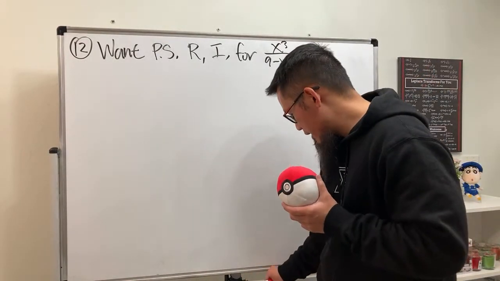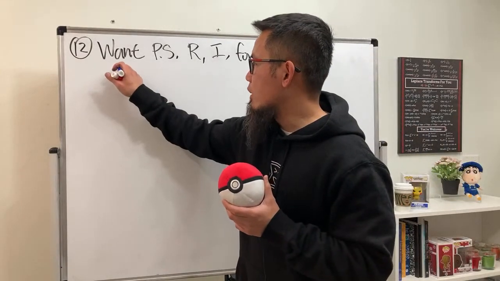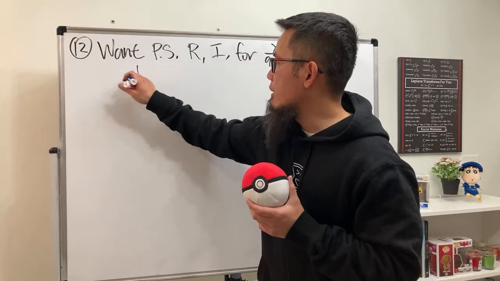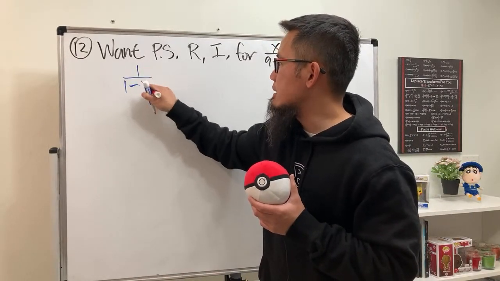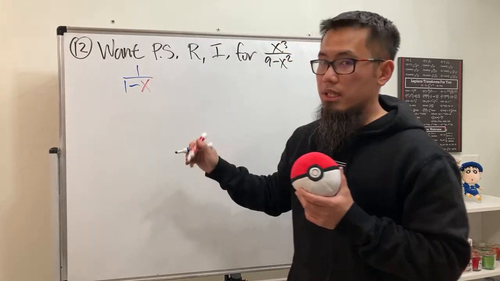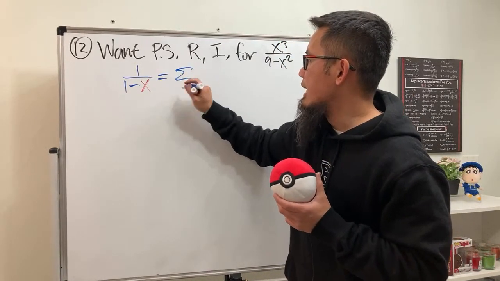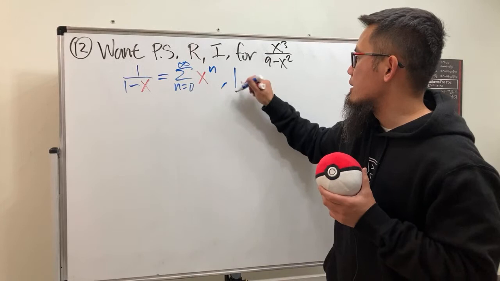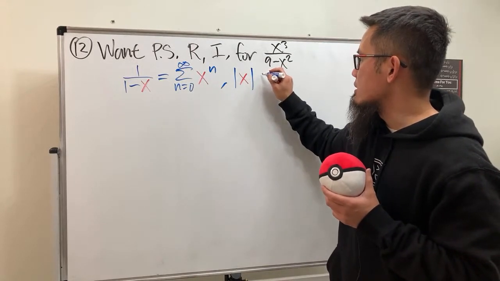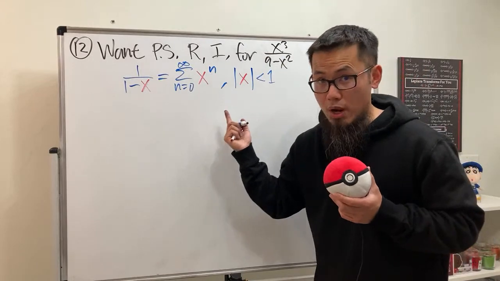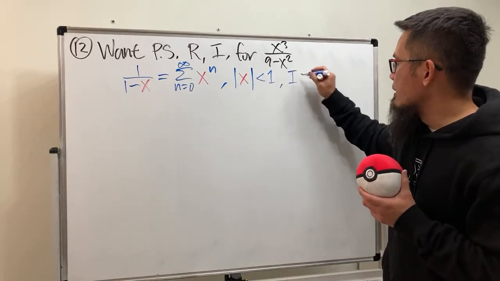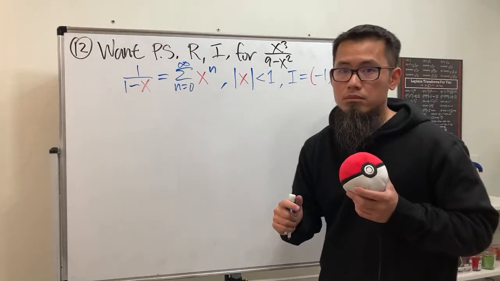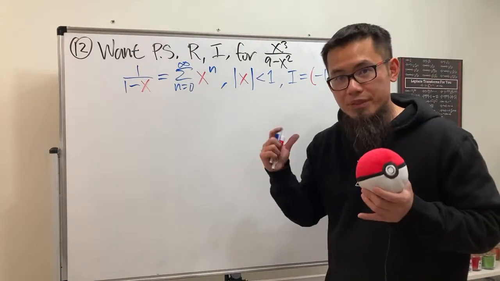I'm just going to put down our best friend, of course. Recall that when we have 1 over 1 minus x, this right here is equal to the series as n goes from 0 to infinity, and you just have x to the nth power here. And don't forget to mention that the absolute value of x is less than 1. Namely, r is equal to 1. And remember that for the best friend, the interval of convergence goes from -1 to 1, and you do not include the endpoints, right? So this is like the blueprint, literally, because it's in blue.